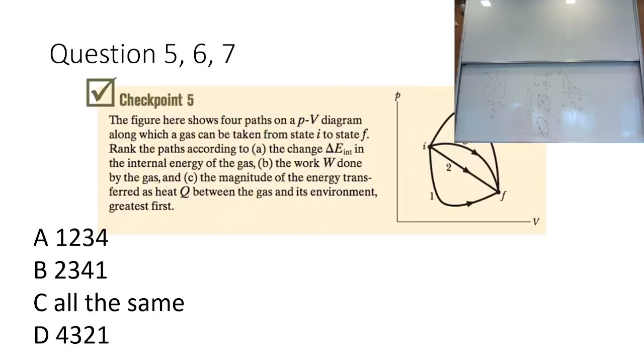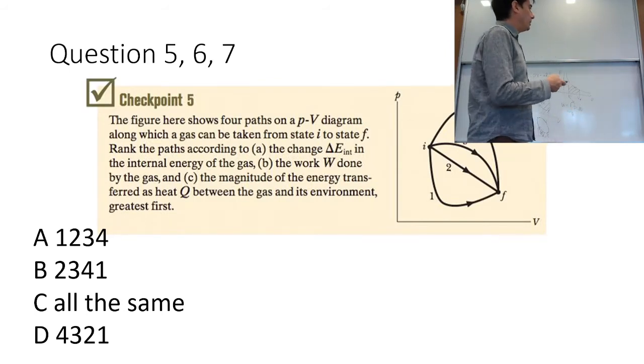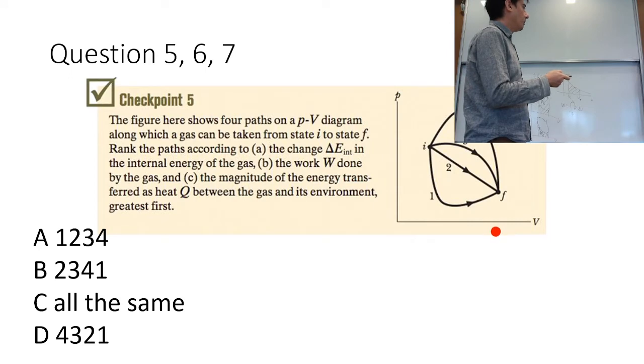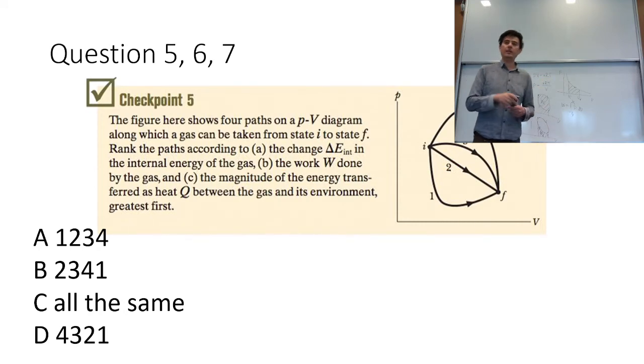All right, so let's do this question then. The figure here shows 4 paths taken on a PV diagram, along which a gas can be taken from state I to state F, so from here to here. Rank the paths according to A, change in internal energy of the gas. So 1, 2, 3, 4. Which has the largest internal energy change?